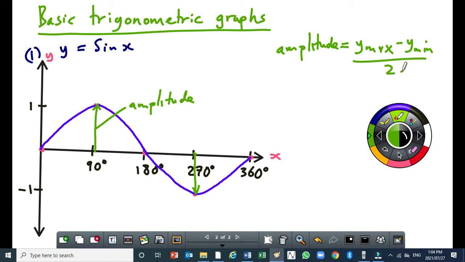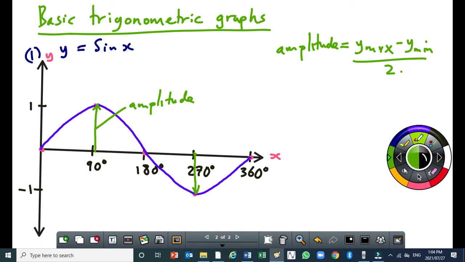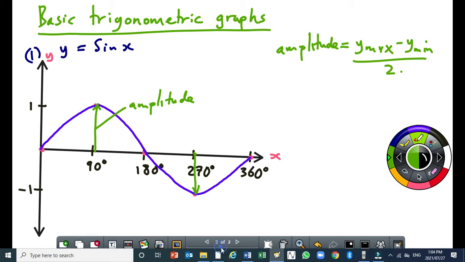Divide by 2, you get 1. Okay? So I'm telling you now that there are many ways of finding the amplitude. You can know all of them, or you can figure out whichever is the best and the easiest for you. So the amplitude for this graph here, let me write it down at the bottom.